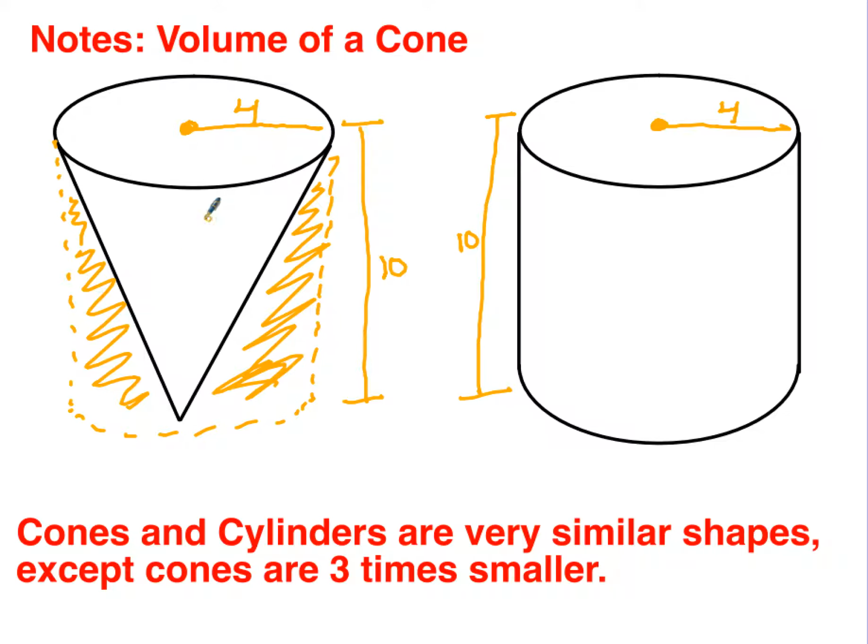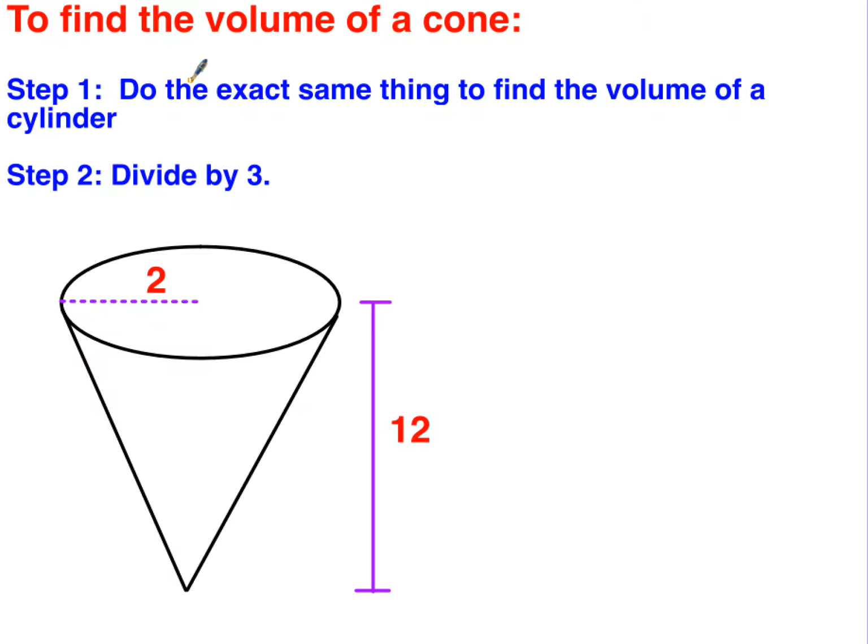So to find the volume of a cone, step 1, you do the exact same thing you do to find the volume of a cylinder. We take the area of the base, the area of this circle right here, and then we multiply it by the height. That's how we would find the volume if this was a cylinder. And then at the very end, divide by 3. That's it. So you would treat this as if it was a cylinder, find its volume, and then once you're done, divide by 3, and that would tell you what the volume of the cone is. Let's do that real quick.